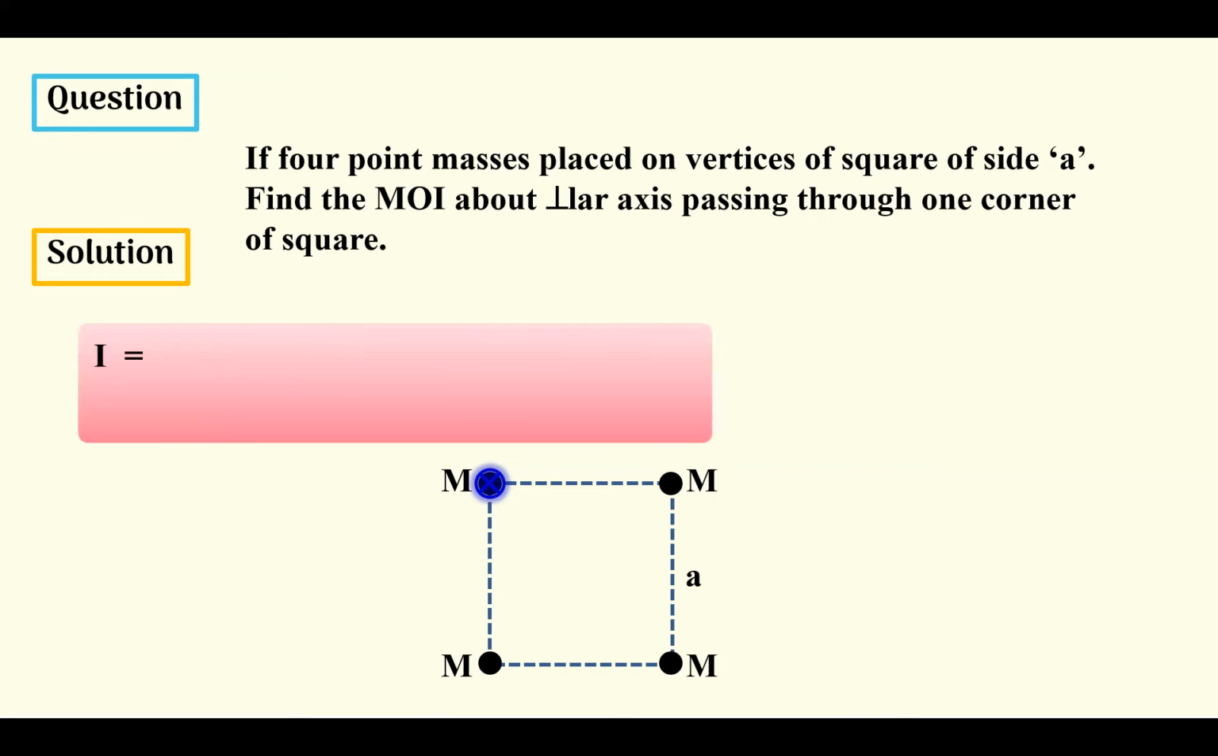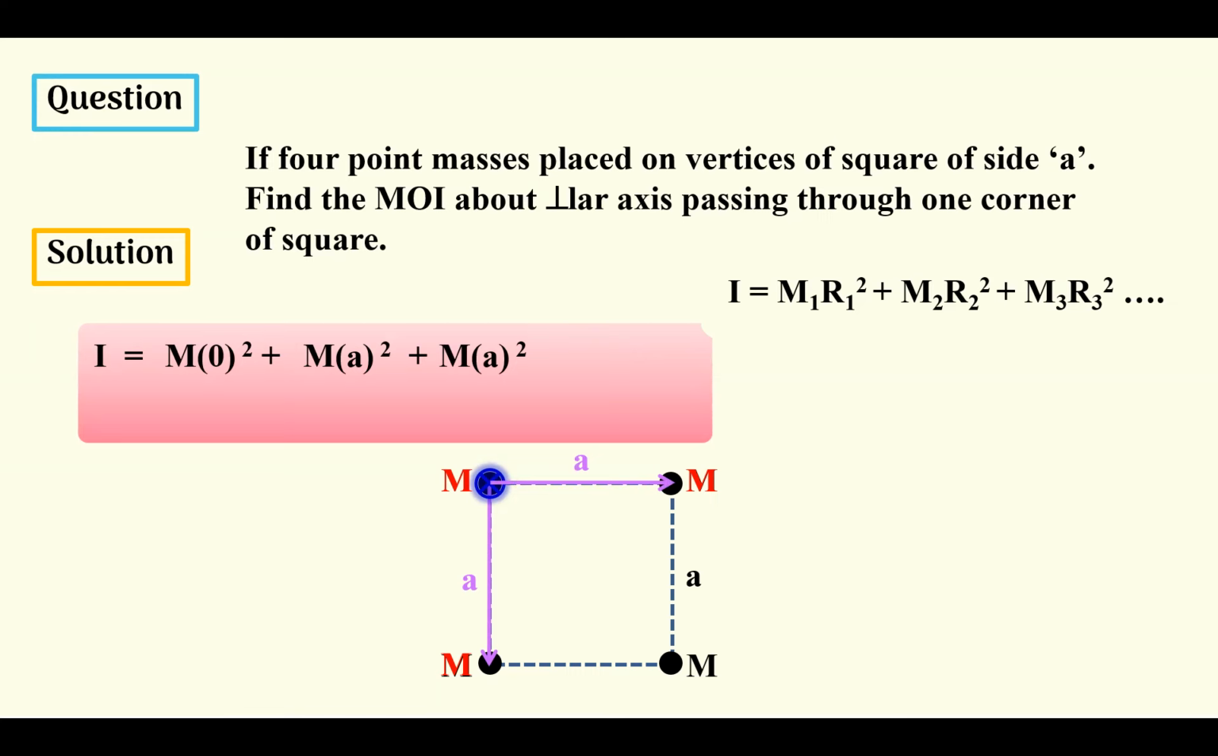So in this case, the first mass is M. If you see, it is on the axis only, so its distance from the axis will be zero. So M into zero square, no moment of inertia for that. The second mass is this one, highlighted in red, again M. Its distance from the axis will obviously be the side of the square, which is A. So it will be M into A square. The third is over here. Over here also, it is at a distance of A from the axis, so its moment of inertia will be M into A square again.